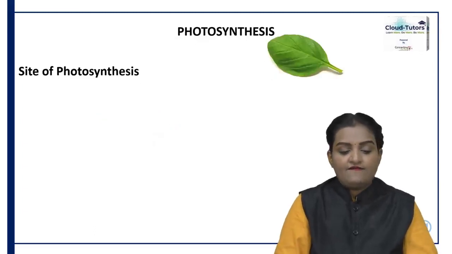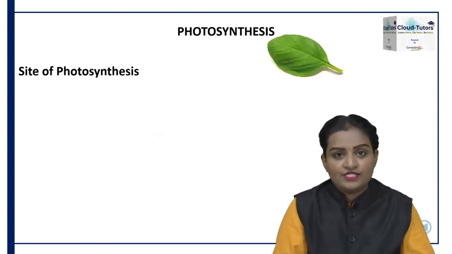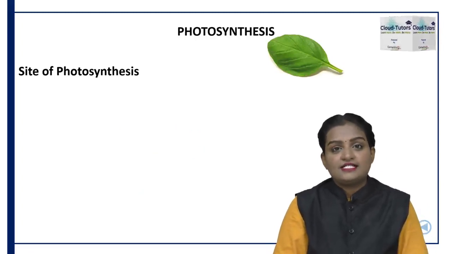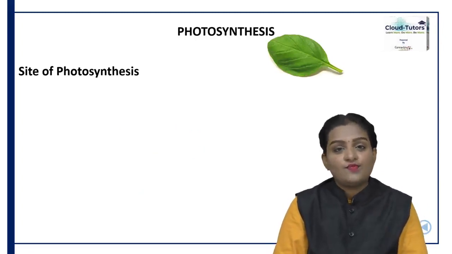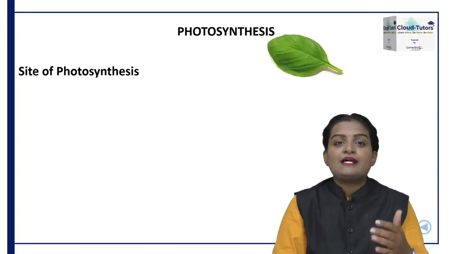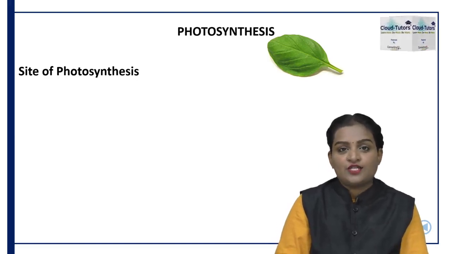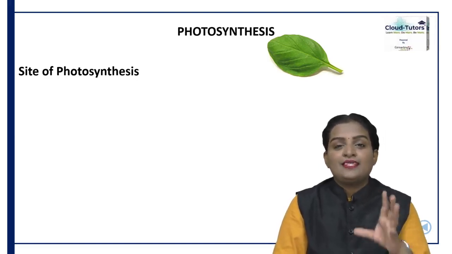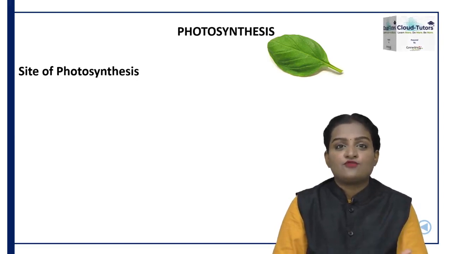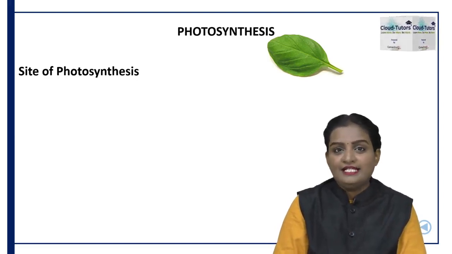So if we see first the site of photosynthesis, as mentioned in the definition, it occurs in the green parts of a plant. Some plants can also have stems which are green, but mostly the rate of photosynthesis is maximum in leaves.